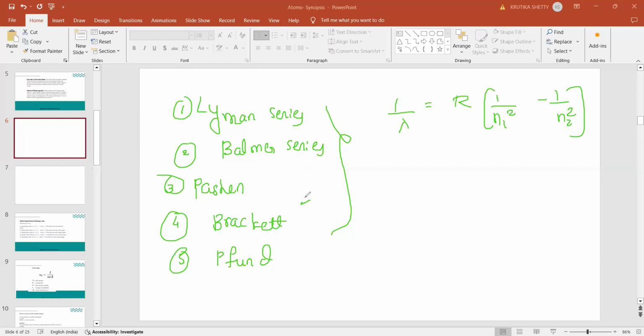Let us see for the first line of all the series, what is the value of n1 and n2? Very simple, very easy to remember. But before that, you have to remember the series sequence: Lyman, Balmer, Paschen, Brackett, and Pfund. If you forget that, there are chances of making mistakes, because n1 and n2 values are taken based on that. So to avoid mistakes in numericals, you have to remember the sequence.